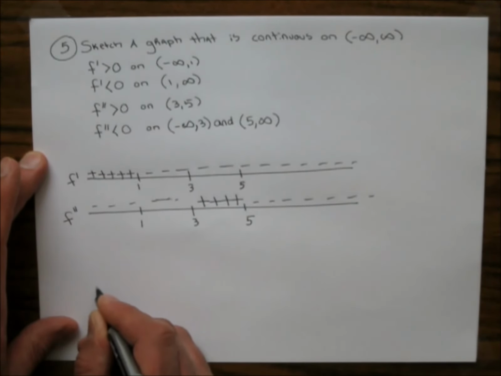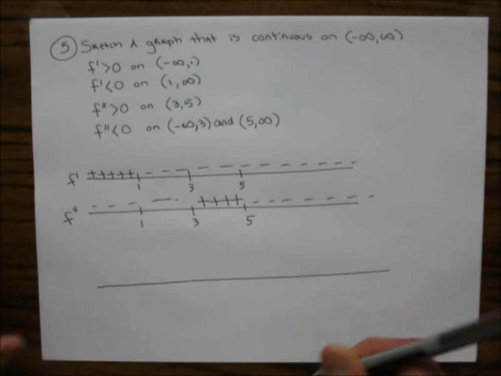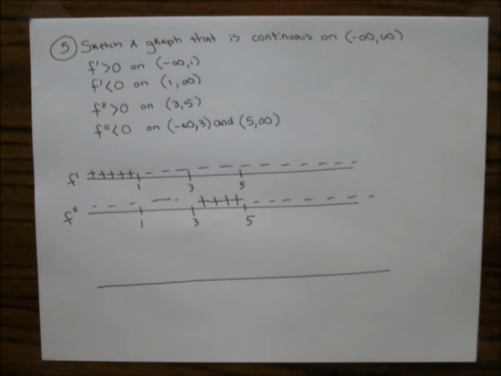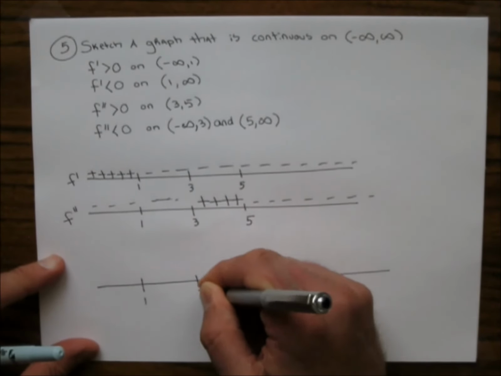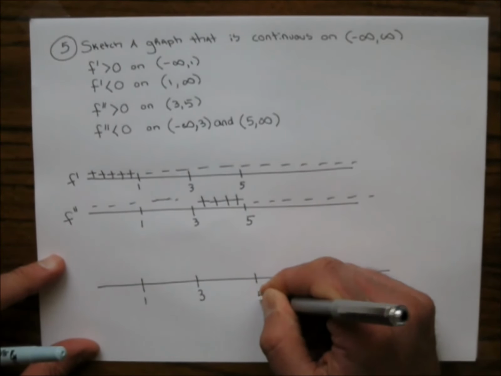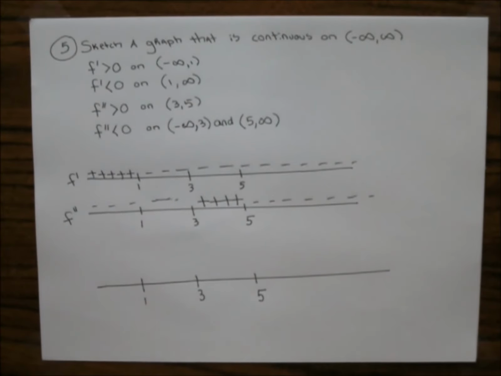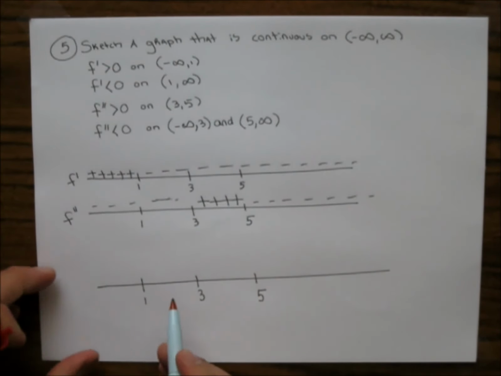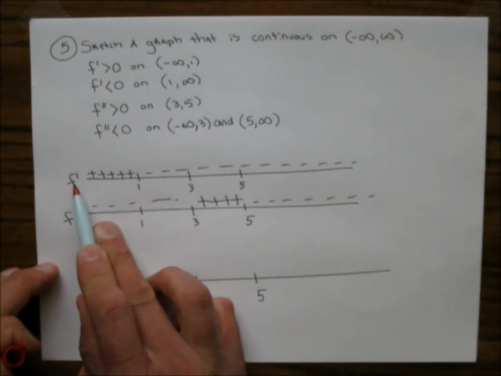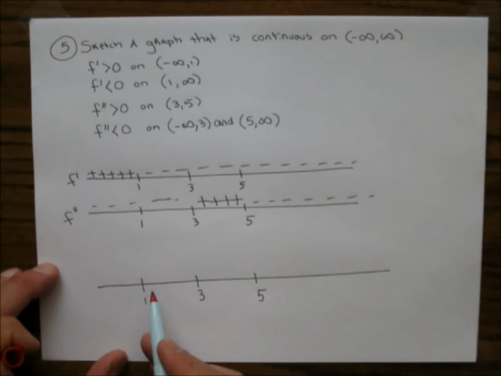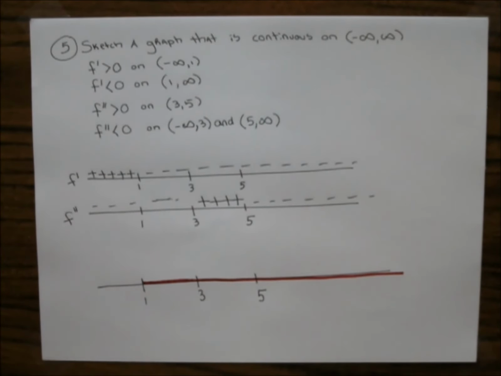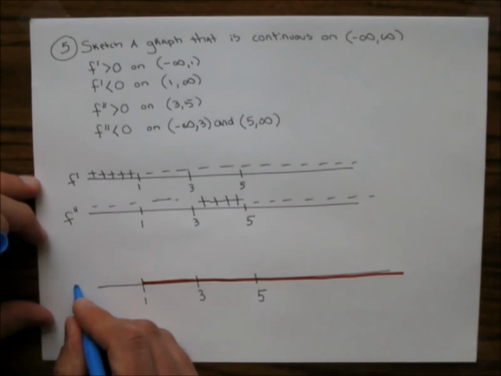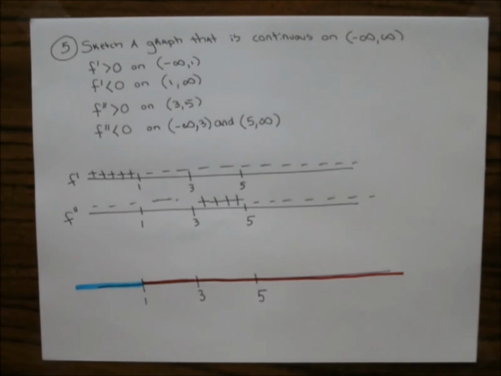Okay, so let's go ahead and draw another number line, and I like to do it this way. I don't know if the book does it this way. It doesn't really matter. I'm going to put a 1 there, a 3 there, and a 5 there. And I usually use red and blue. Red meaning the graph is going down. The f prime tells you that. It's going down from here all the way to infinity. And the graph is going up from here to there.